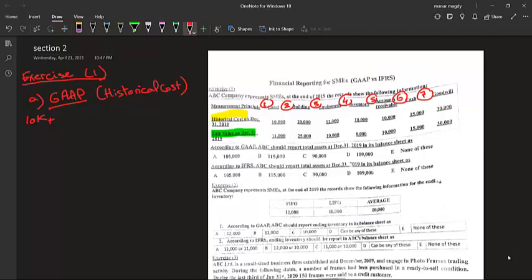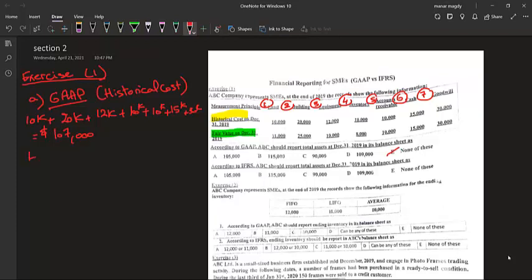So we're going to add the 10,000 for the land, plus the 20,000, plus the 12,000, plus 10,000, plus 10,000, plus 15,000 for cash and 30,000 for goodwill. So the summation would be 107,000. So the choice would be none of these.